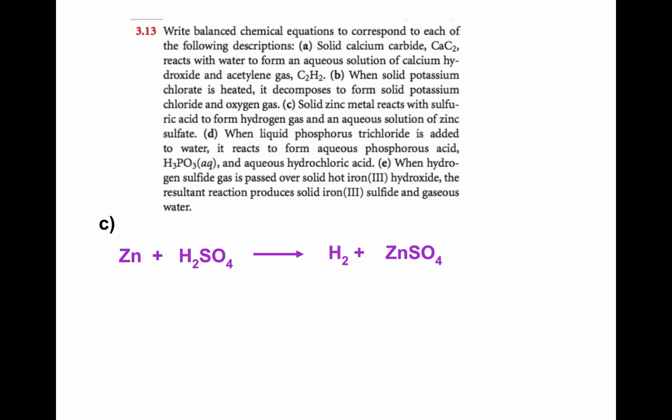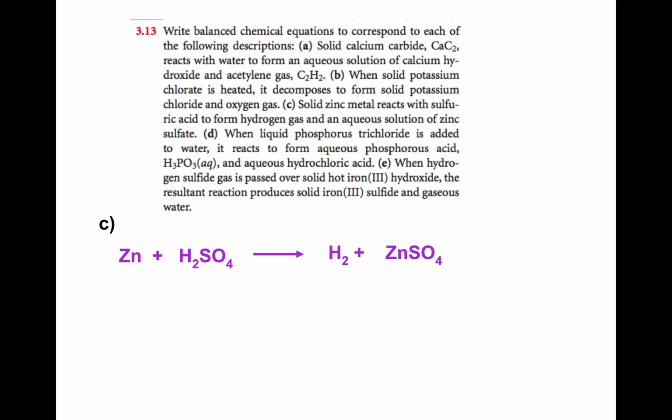C: Zinc reacting with sulfuric acid to form hydrogen gas and zinc sulfate. The beauty of a chemical equation is you don't have to write all that out. I just have a short expression where the reactants go in, chemical change occurs, and the products come out.